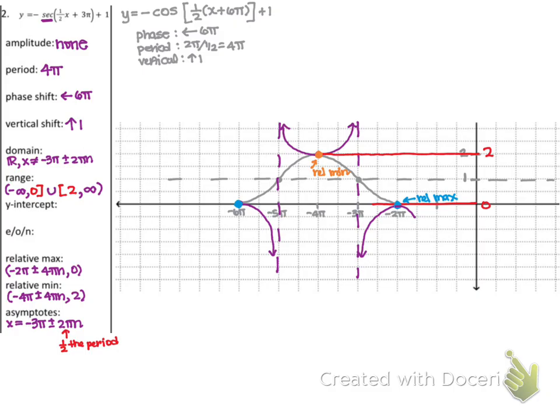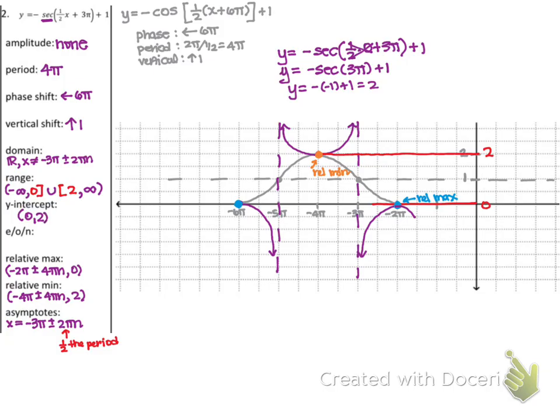If we want to find the y-intercept, which we do, we take a look back. We could do y is equal to negative secant of a half times 0 plus 3 pi, plus 1. Those cancel. Y is equal to negative secant of 3 pi plus 1. Make sure you know your unit circle. 3 pi is coterminal with pi, and the cosine value there is negative 1, which means the secant value there is negative 1. So this is negative 1 plus 1. Looks like that's going to be at 2. So our y-intercept is going to be at 0, 2.